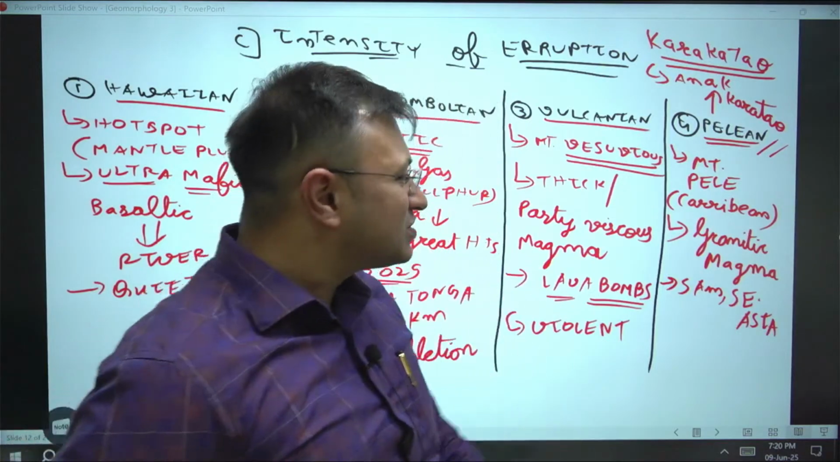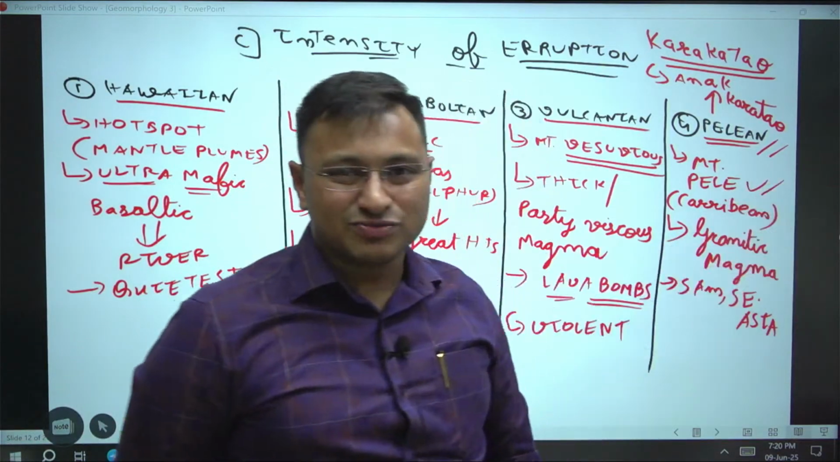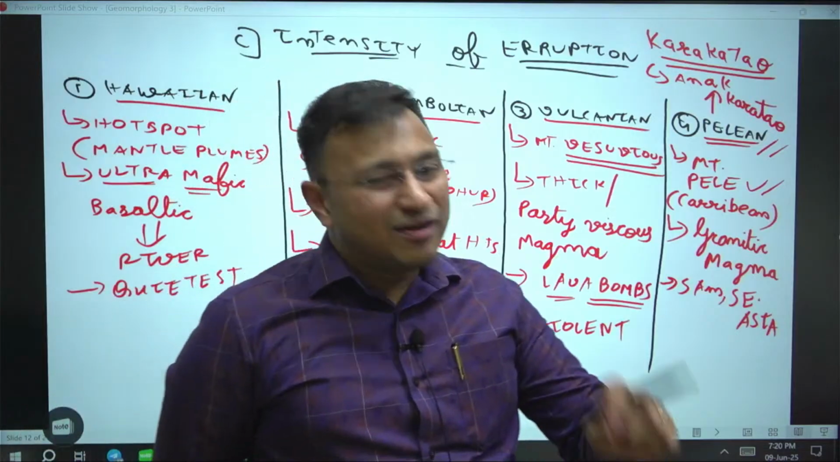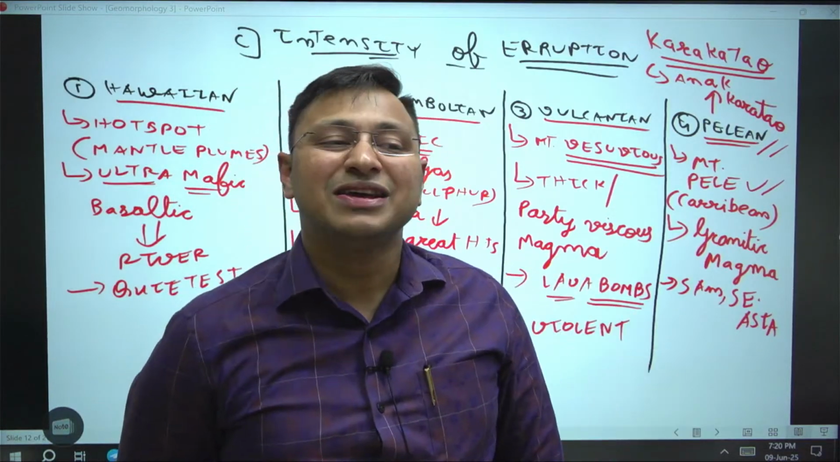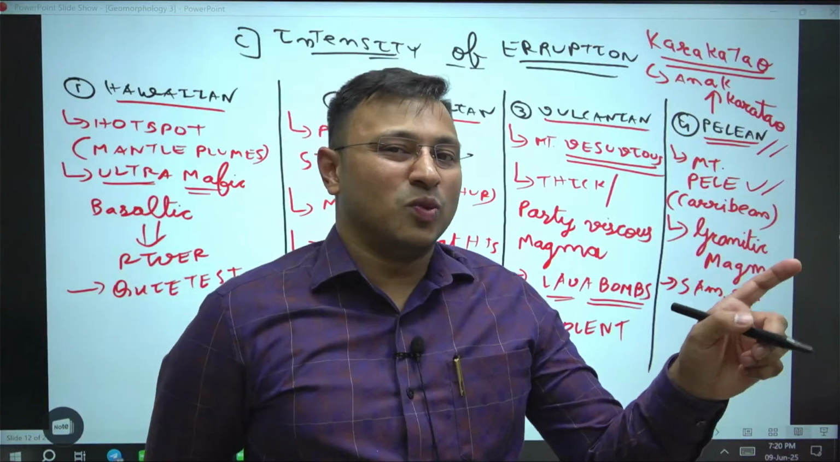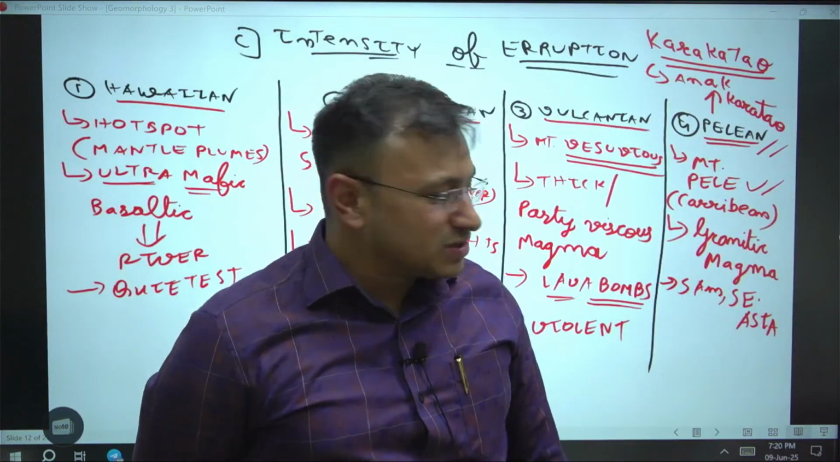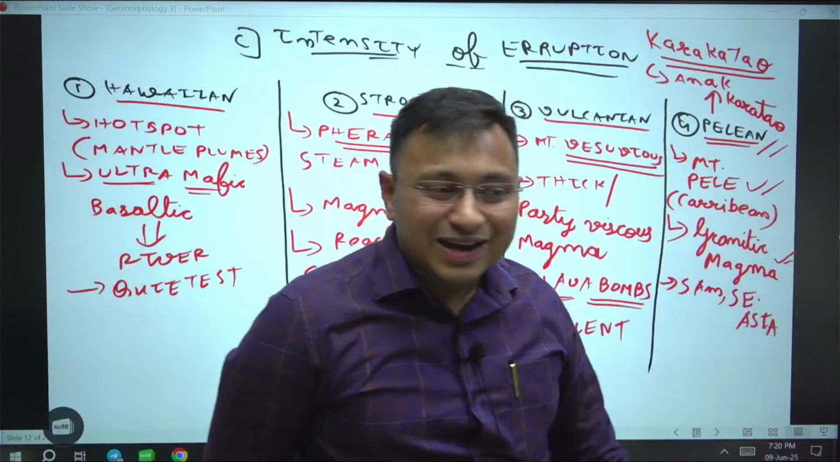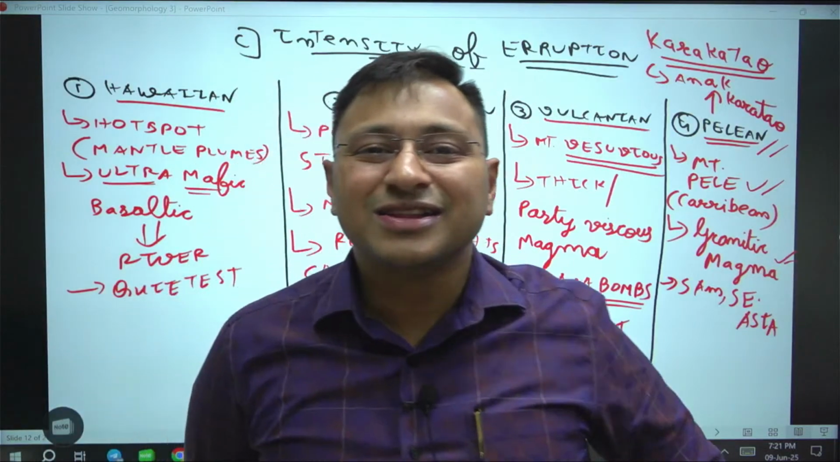Pelian eruptions are named after Mount Pelée. Mount Pelée is a volcano on the island of Martinique in the Caribbean. What is the peculiarity of this kind of eruption, guys? The peculiarity is that here you start to get granitic incursions.